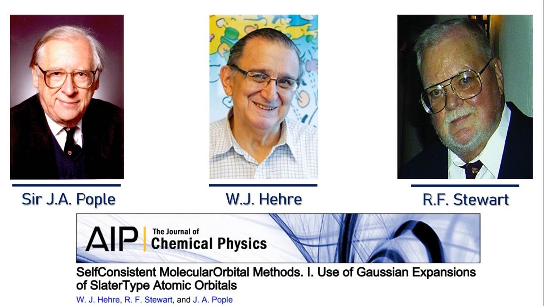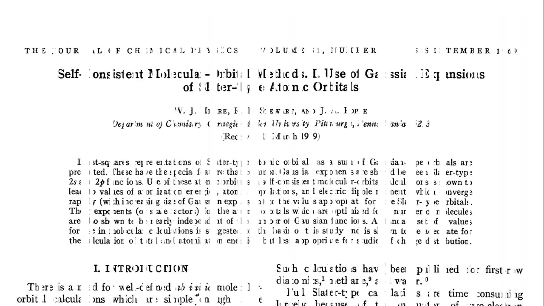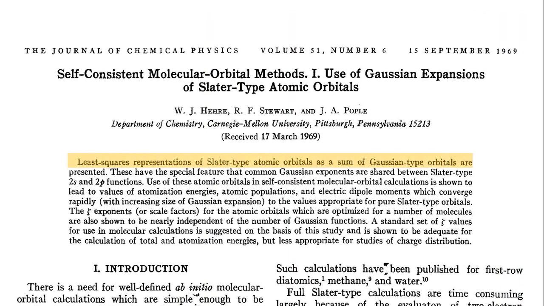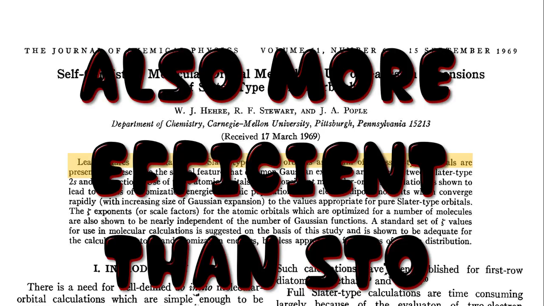In their 1969 paper titled Self-Consistent Molecular Orbital Methods, Use of Gaussian Expansions of Slater-type Atomic Orbitals, they have shown that the Slater type orbitals can be represented as a sum of Gaussian type orbitals, and the efficiency of such representations is very high compared to actual Slater type orbitals. You may take a look into this paper. I'm putting the link in the description box. However, let me explain one important aspect of this.